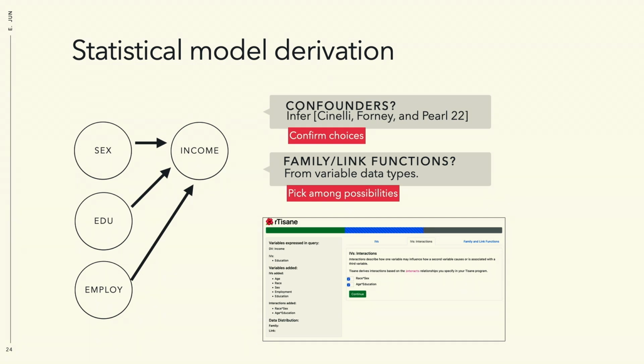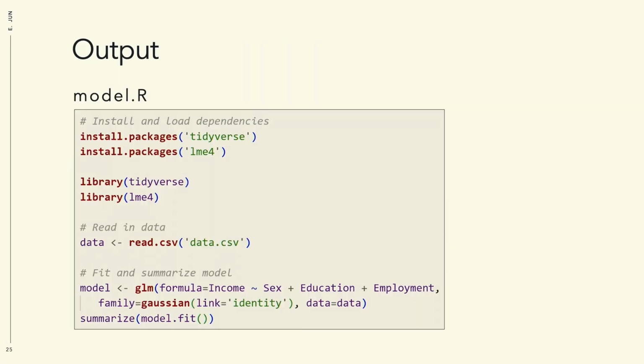Once they do that, Artisan's internal representation of the conceptual model is updated, and then we can use statistical best practices and recommendations for deriving statistical models from that formal conceptual model. The output is a statistical model such as the one shown here, which accurately estimates the influence of a variable of interest, here employment, on income, as well as is guaranteed to represent the domain knowledge that the analyst has expressed in their input program.